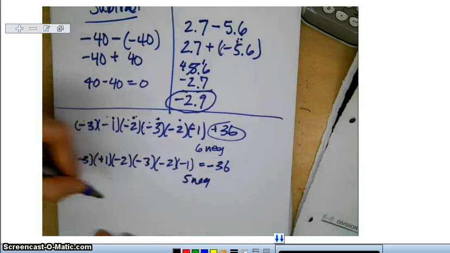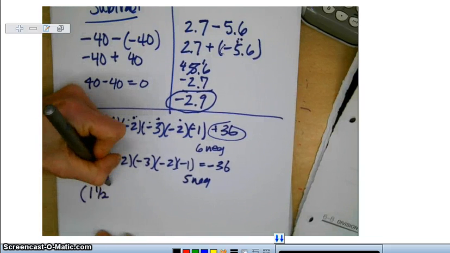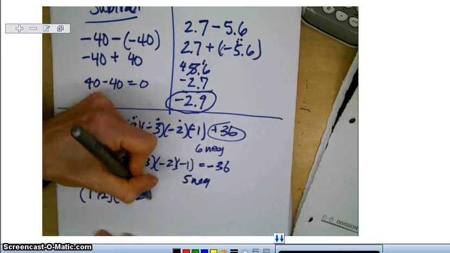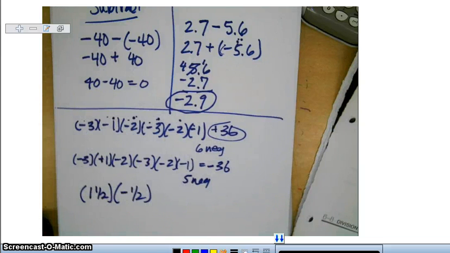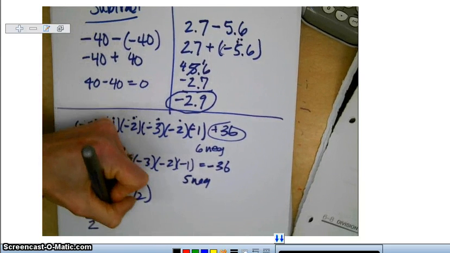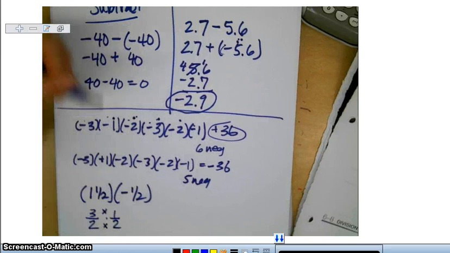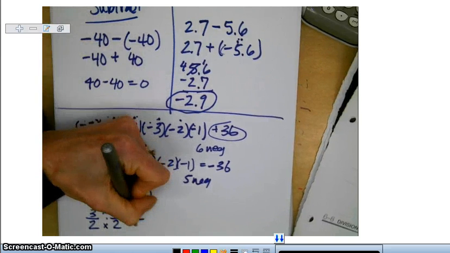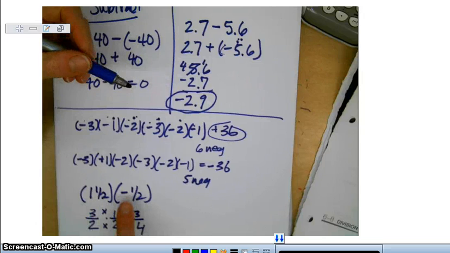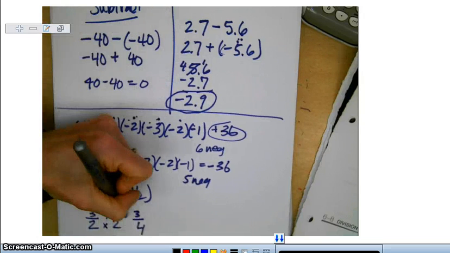Okay, so let's just say I wanted to multiply 1 1/2 times negative 1/2. All right, so I multiply the numbers. So to multiply 1 1/2, I change it to 3 halves times 1/2. I multiply straight across the top, straight across the bottom, and get 3/4. And then since there's one negative, that's odd, the answer is negative 3/4.